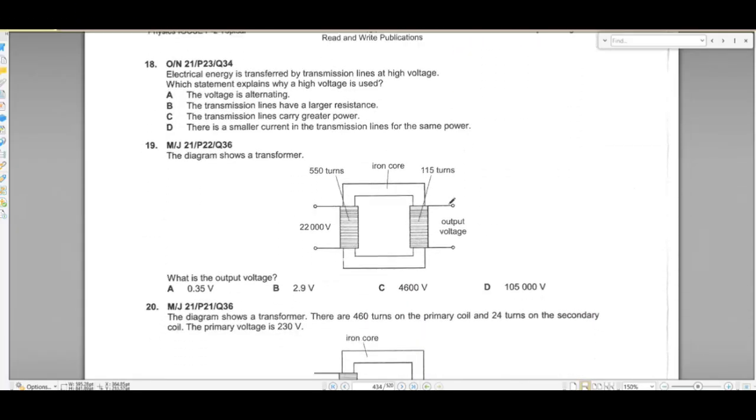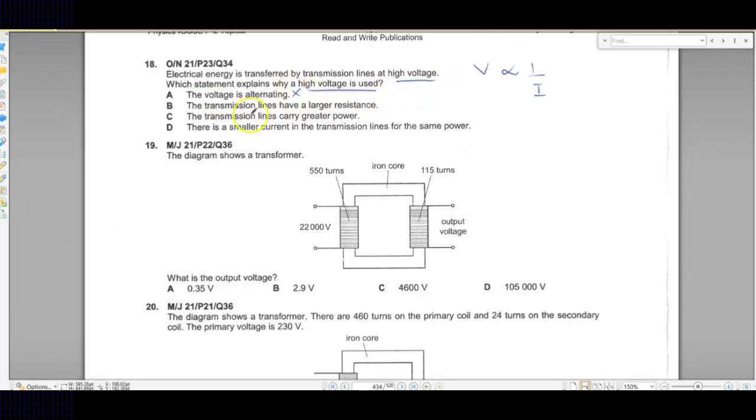Question number 18. Electrical energy is transferred by transmission lines at high voltage. Which statement explains why high voltage is used? High voltage is used because V is inversely proportional to the current, and this reduces heat losses basically, keeping the voltage higher.